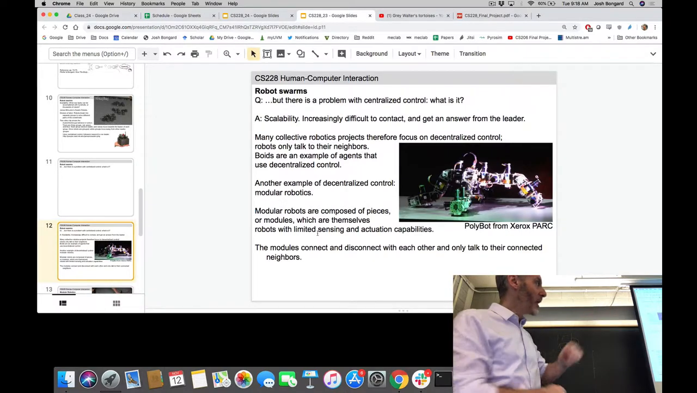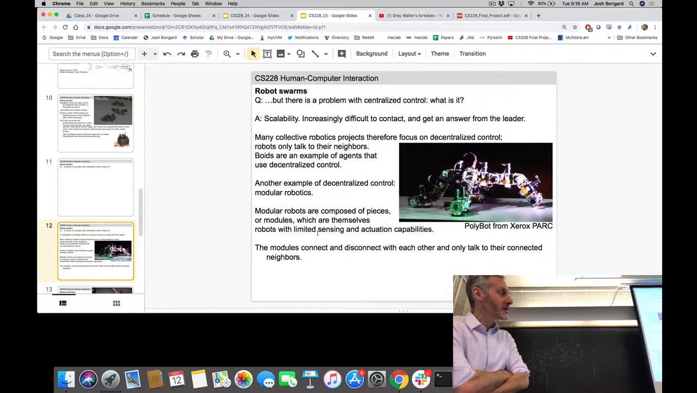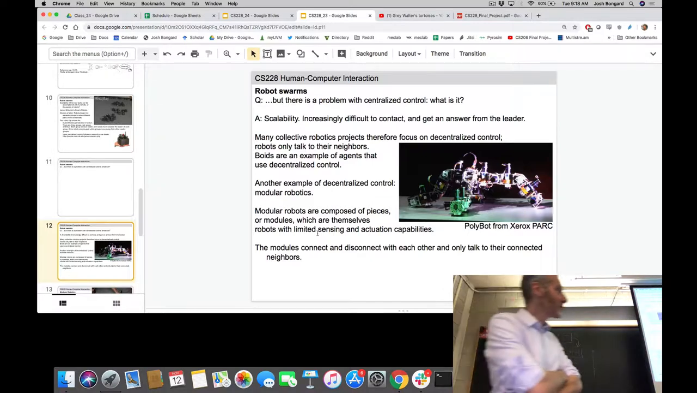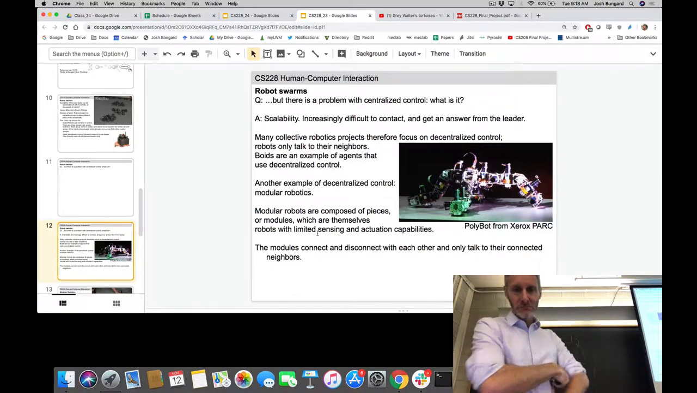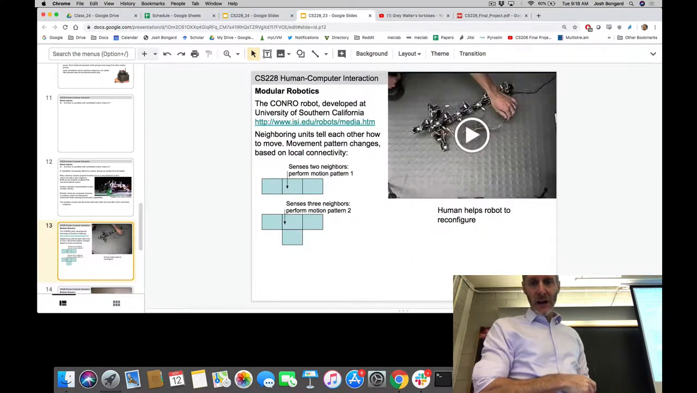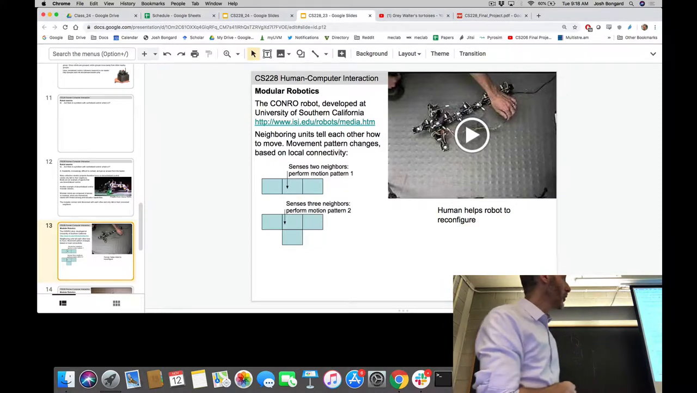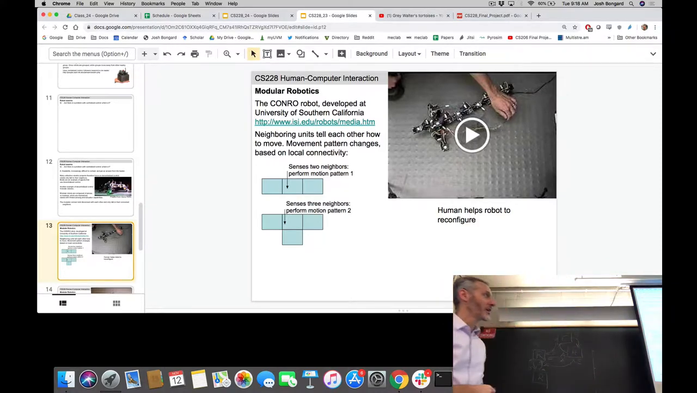So that together they can do something beyond the ability of any one module. So this is the PolyBot, which is one of the very first modular robots that came out of Xerox PARC. As I mentioned a few weeks ago, the Xerox PARC Research Center was sort of the Google of its day. Let's look at a few more recent modular robots. This is the Conro robot out of the University of Southern California.